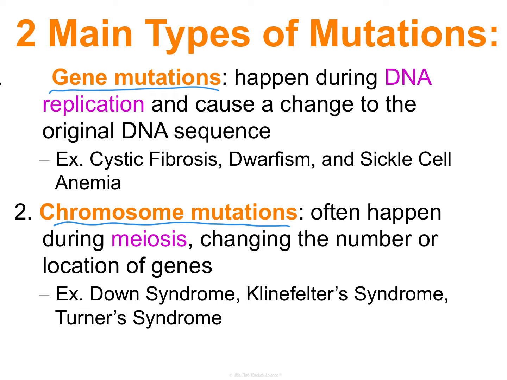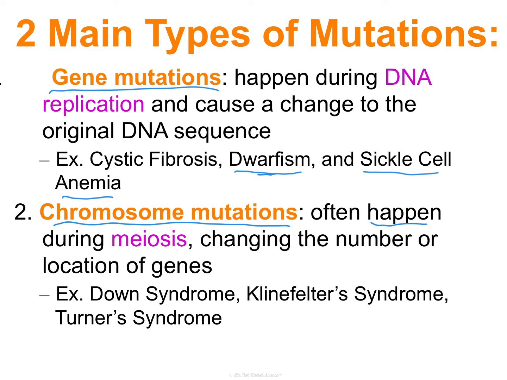Now, the gene mutation happens during DNA replication, and it causes a change in the original DNA sequence. It is anything that is a change in the original sequence, like sickle cell anemia, which is just one nucleotide base, or dwarfism, which is a small series of genes. That's a gene mutation.